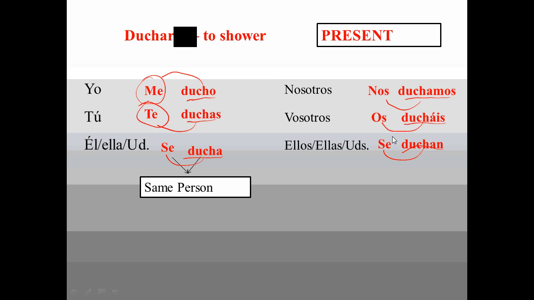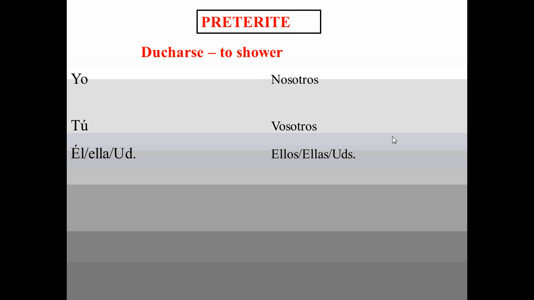And it has to be the same person, like I said before. So let's do this in the preterite. Again, the first thing you would do, instead of the present tense, which is I shower, you shower, we shower, you want to say I showered yesterday, you showered yesterday, he showered, etc. You have to take off the se, and then you have to put the pronouns. So it's me, te, se, nos, os, se. And then you just conjugate the verb in the preterite tense. Remember your endings. E, aste, ó, amos, asteis, aron.